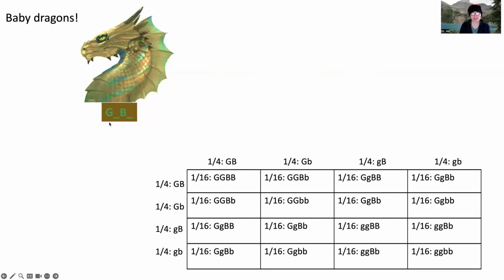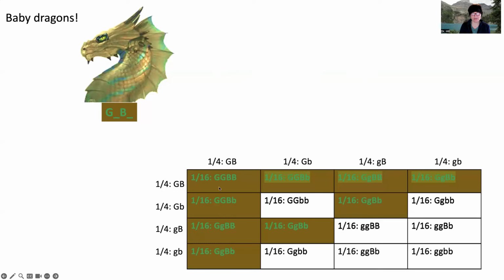And so we look through our Punnett square to find all of those, and there they are, right? All of these have at least one big G. Some have both, some have one big G, one little g, but either way, we're going to get green eyes. Some have both big Bs, some have a big B and a little b, but either way, we're going to get bronze skin. So how many of these are there? 1, 2, 3, 4, 5, 6, 7, 8, 9. Okay, there's 9 out of 16 times we're going to get this phenotypic dragon.